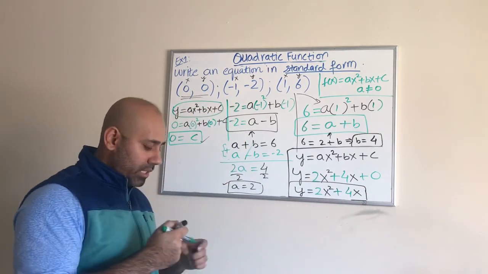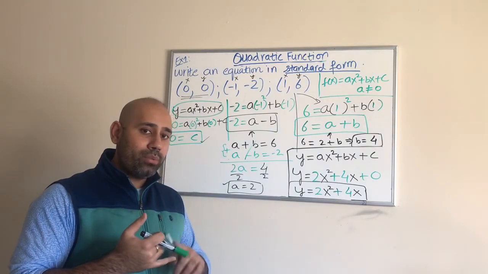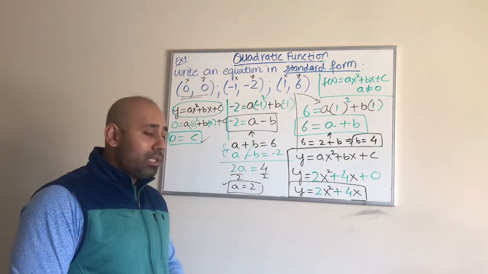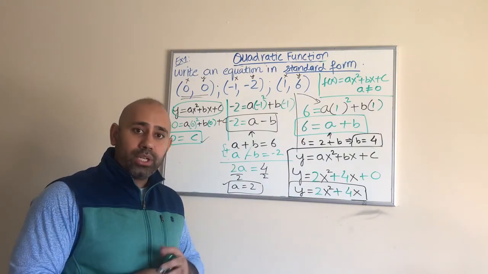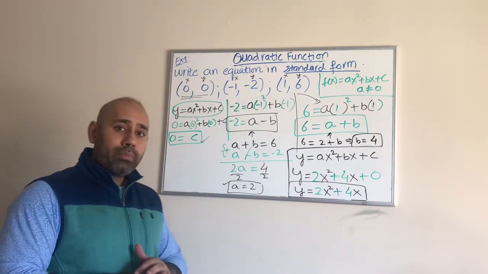That is my final equation in the standard form: ax squared plus bx plus c. What is my a? a is 2, b is 4, and c is 0. And if you have to convert this into the vertex form, you already know how to do that as well. So guys, this is another application problem.